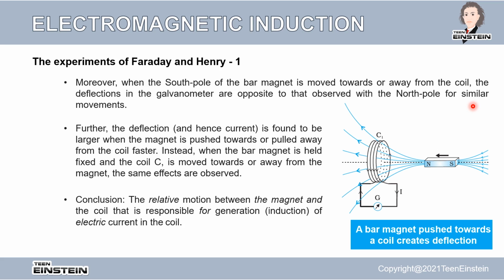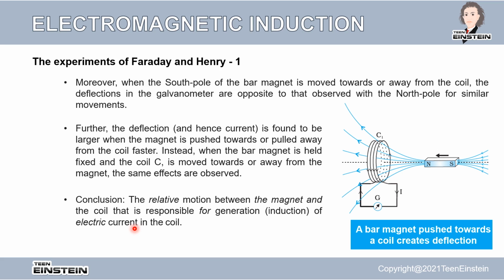So instead, when the magnet is held fixed and the coil C is moved towards or away from the magnet, the same effects are observed. So what are we concluding from these observations? The relative motion between the magnet and the coil is responsible for generation of electric current in the coil. So this is the overall conclusion which we are arriving at from the experiment.